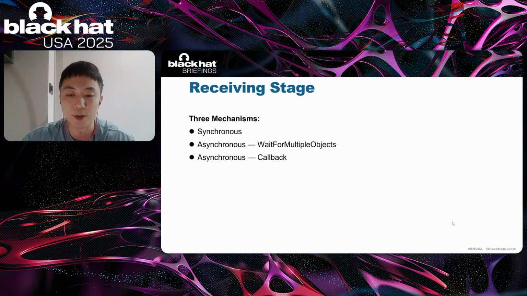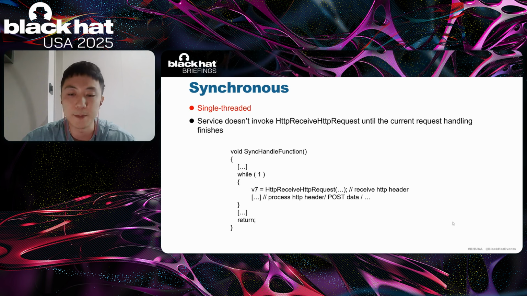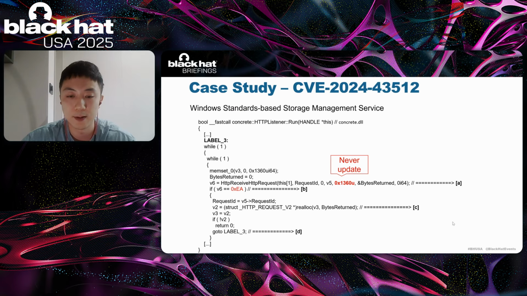Different services use different receiving methods, which I grouped into three types: one sync receiving method and two async receiving methods. Here's an example of sync receiving. Its main feature is using a single thread. I will introduce CVE-2024-43512.